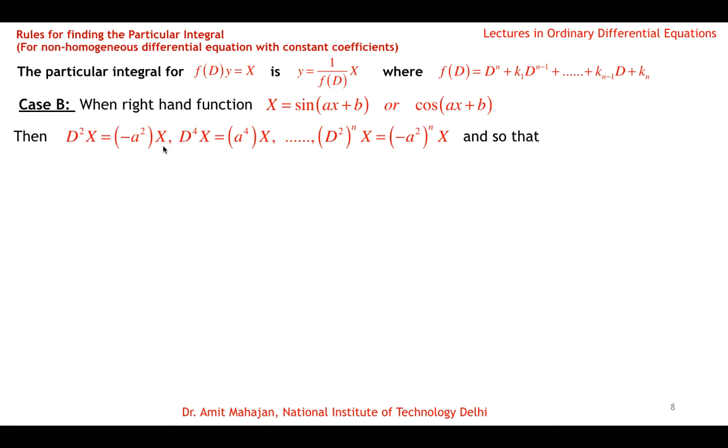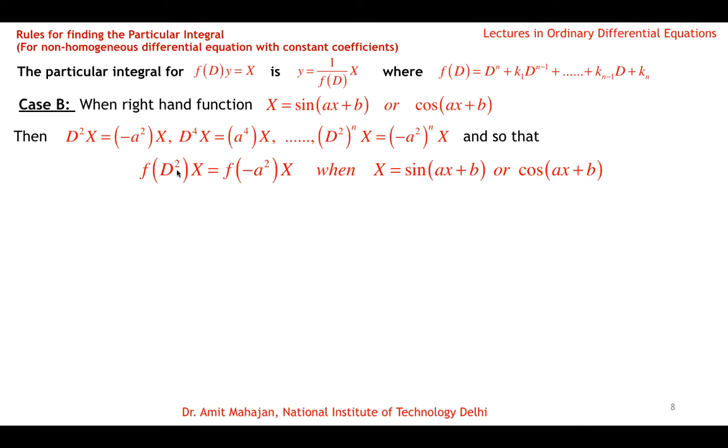Similarly, if we calculate the fourth derivative, it will be a to the power 4 of capital X, that means (−a²)². In general, d² to the power n: if n is 1, 2, 3, so d², d⁴, d⁶, d⁸ derivative of capital X will be (−a²)ⁿ of capital X. So the operator f(d²) on capital X will be f(−a²) on capital X whenever X is a sine or cos function.